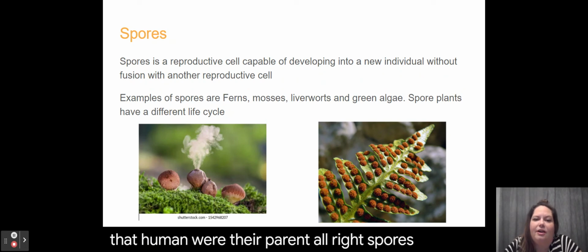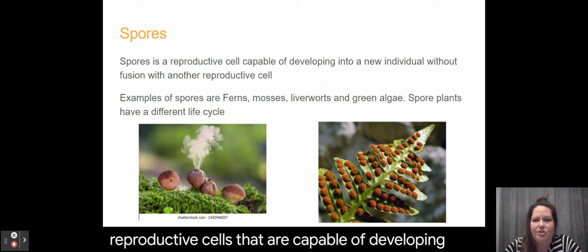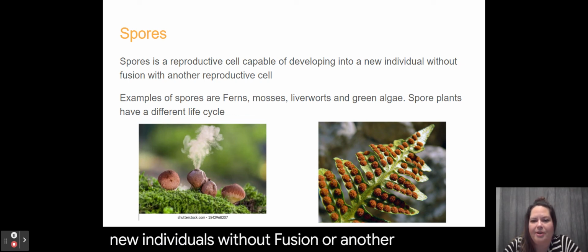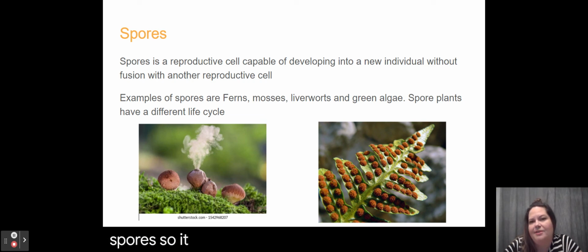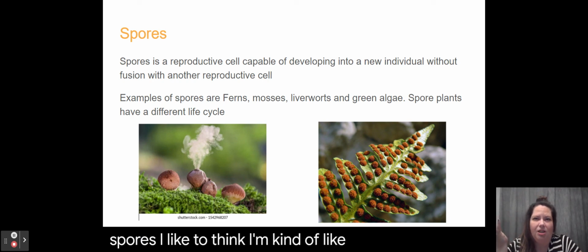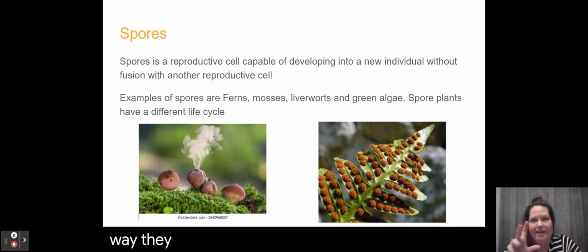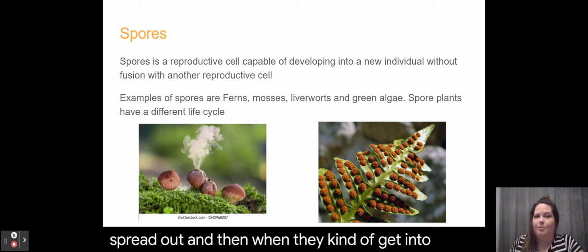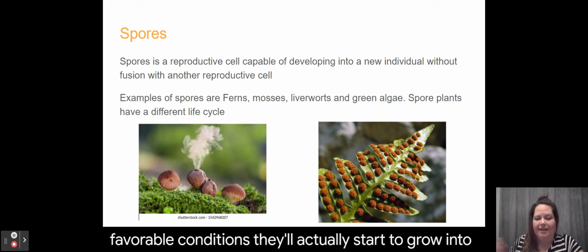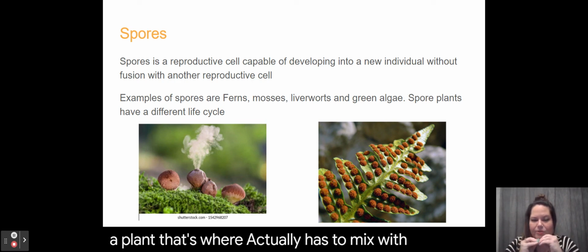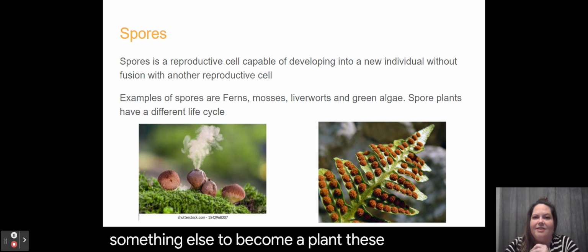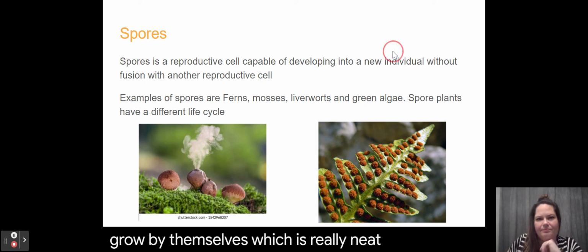All right, spores are reproductive cells that are capable of developing into new individuals without fusion with another reproductive cell. So it's very simple reproduction. Ferns, mosses, liverworts, and green algae all release spores. I like to think of them kind of like pollen, in the way they look and act. They get released, they spread out, and then when they get into favorable conditions, they'll actually start to grow into a plant. That's where they're different from pollen. Pollen actually has to mix with something else to become a plant. These guys can just grow by themselves, which is really neat.